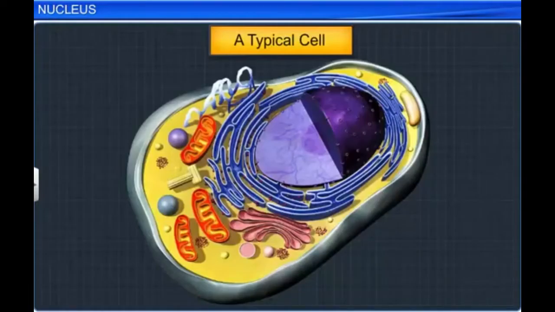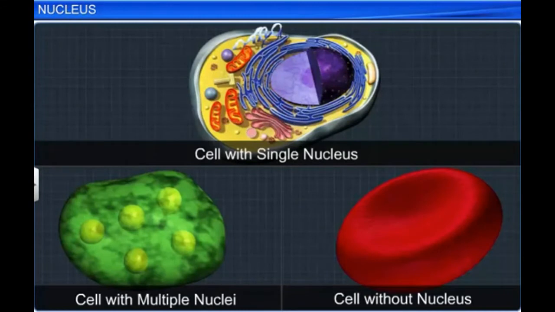Of the various organelles found in a cell, the nucleus occupies a place of prime importance as it is the control center that regulates metabolic activities which keep a cell alive. Most eukaryotic cells possess a single nucleus. However, we do find cells with multiple nuclei as well as cells without a nucleus.